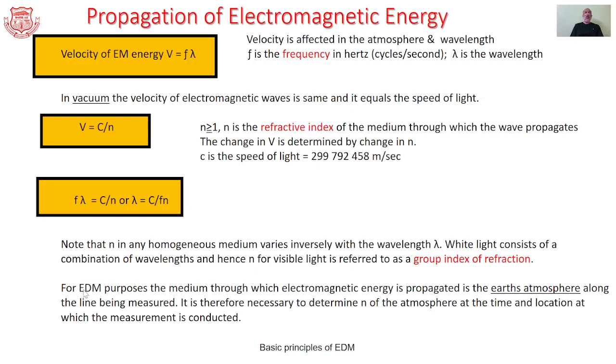For electromagnetic distance measurement purposes, the medium through which the electromagnetic energy propagates is the Earth's atmosphere along the line being measured, which may vary from place to place. Hence, it is necessary to determine the refractive index of the atmosphere at the time of the measurement, at the location where that distance measurement is being done.